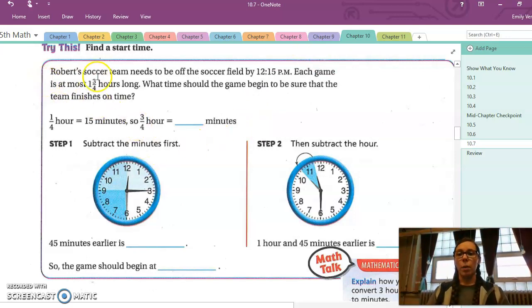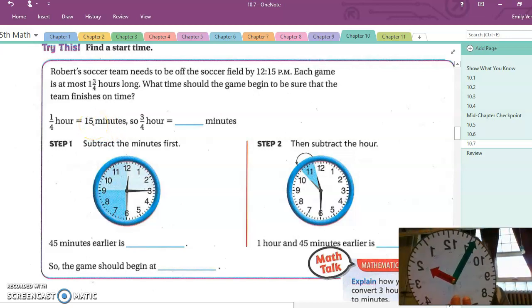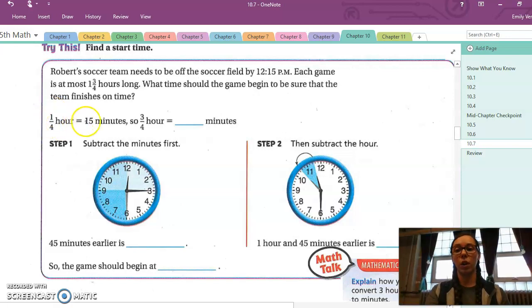I want to use this example because it's teaching you how to use your clocks. Okay, Robert's soccer team needs to be off the soccer field by 12:15 p.m. Each game is at most 1 3/4 hours long. What time should the game begin to ensure that the team finishes on time? So we're trying to figure out what time should they start so that they're off the field in time, right? And they give us kind of a pattern to think about here. 1/4 hour is 15 minutes, which we saw on our clocks. We did that. So if 1/4 is 15 minutes, how many minutes would 3/4 be?